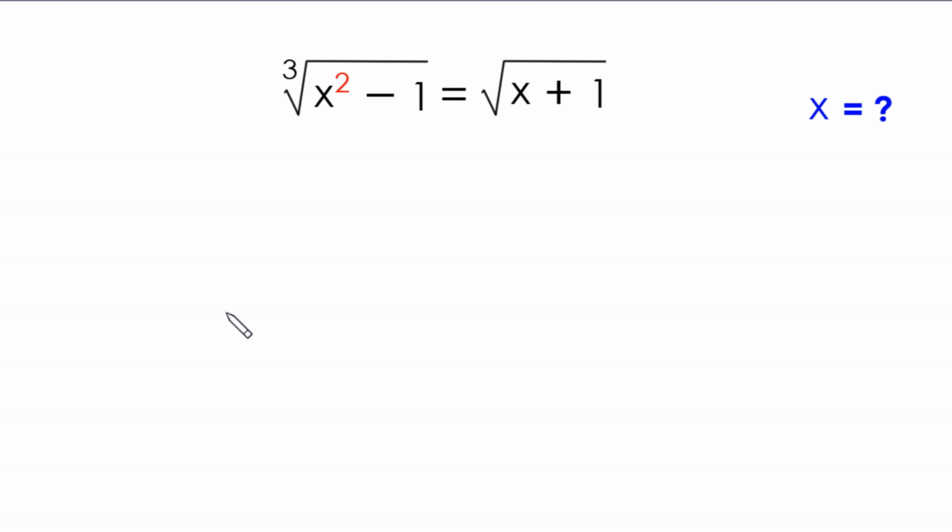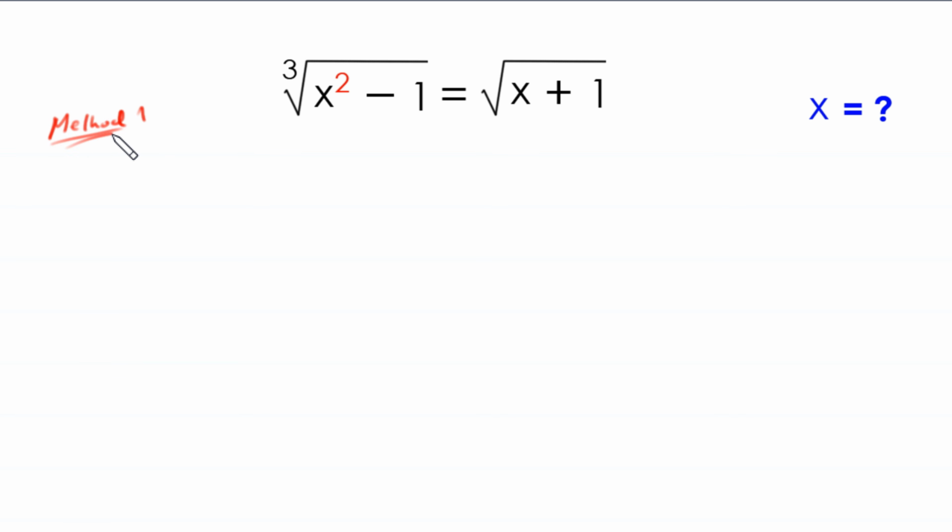Hello everyone, welcome to how to solve this very nice radical equation. The cube root of x squared minus 1 equal to the square root of x plus 1. Our job is to find all possible values of x. We will solve it by two methods, so let's start with method 1.